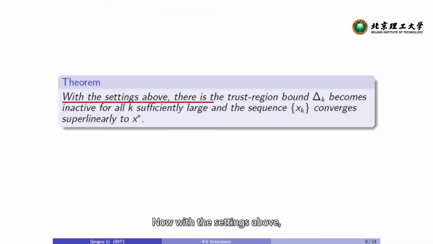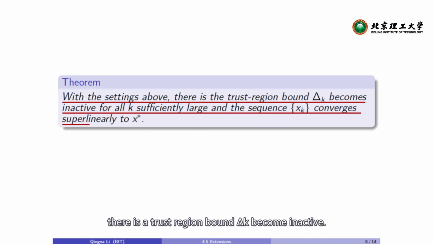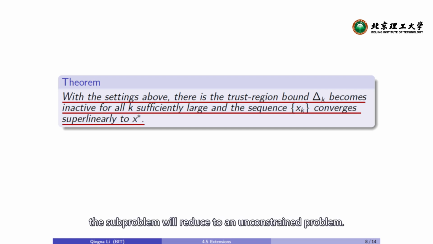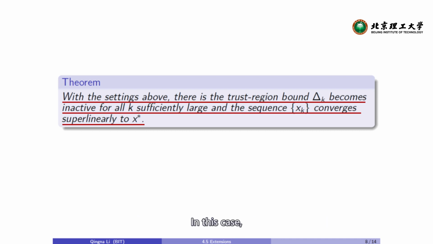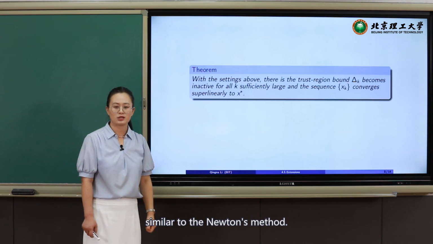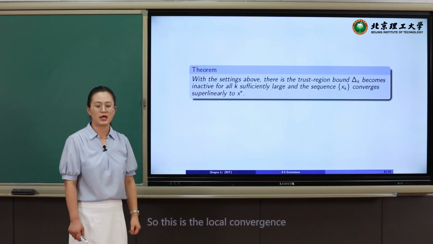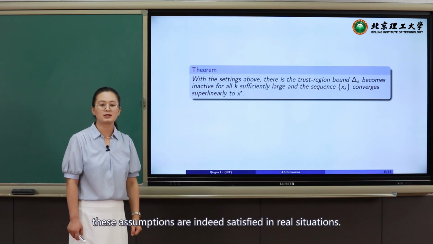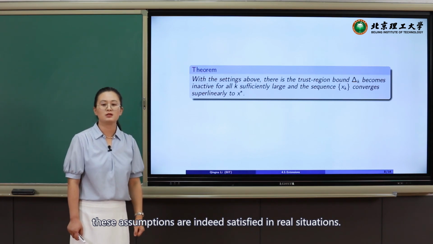Now, with the settings above, we can have that the trust region bound delta k becomes inactive. So what does inactive mean? In other words, as the trust region iteration goes on, we can find some trust region radius delta k that will not take effect on the problem. In other words, the subproblem will reduce to an unconstrained problem. In this case, xk will converge superlinearly to x star, because locally speaking, it indeed behaves similar to Newton's method. Okay? So this is the local convergence behavior of the trust region method. Of course, we need more assumptions in this theorem. However, these assumptions are indeed satisfied in real situations.